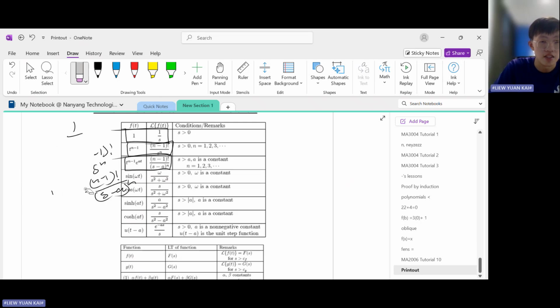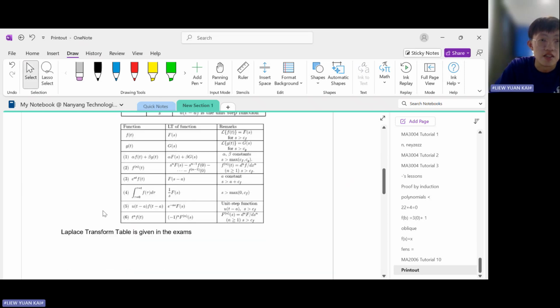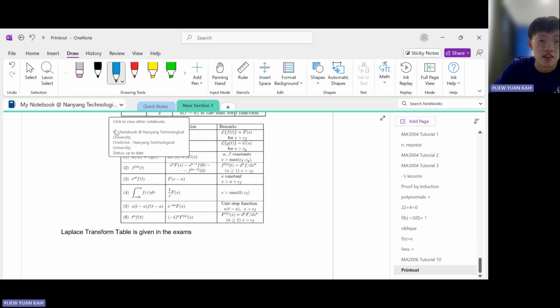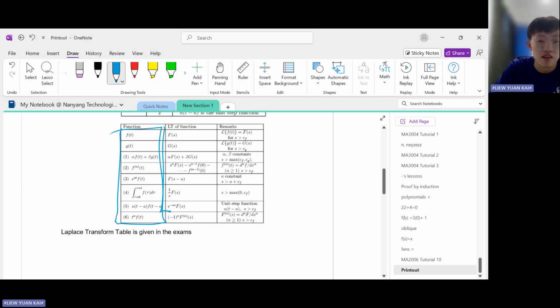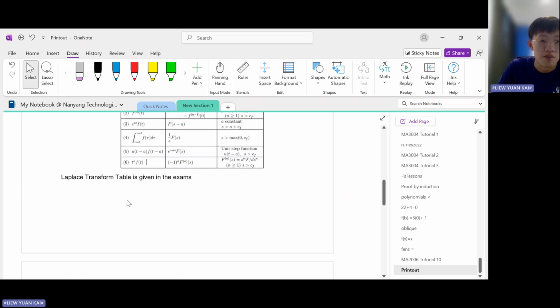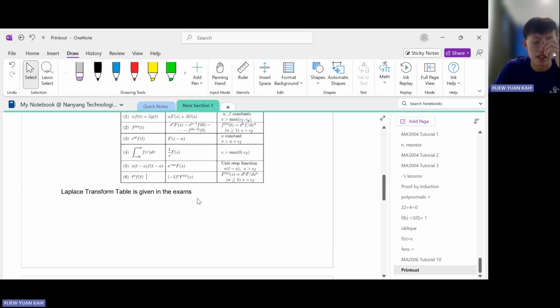You're given some function, you want to find the Laplace transform, you refer to the second column. Down here are just some other functions, nothing different. So the Laplace transform of the left-hand side will give you the right-hand side. And the Laplace transform table will be given in the exam.